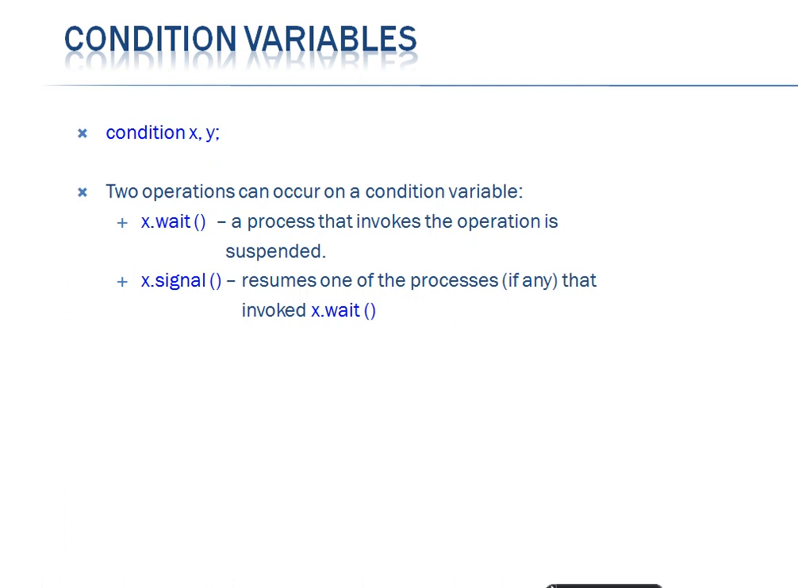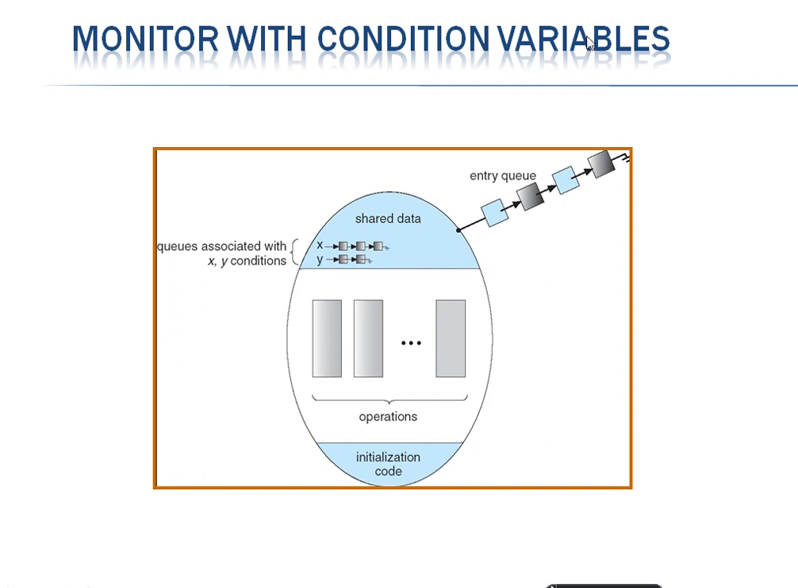And the process that invokes the signal function will resume its execution, right? So if x dot signal is invoked, it resumes one of the processes that invoked x dot wait. Here we have used the same condition variable, x dot wait and x dot signal, so it is the same process. The process that invoked wait first will resume here after it has invoked a signal operation. This is the schematic of monitors with condition variables.